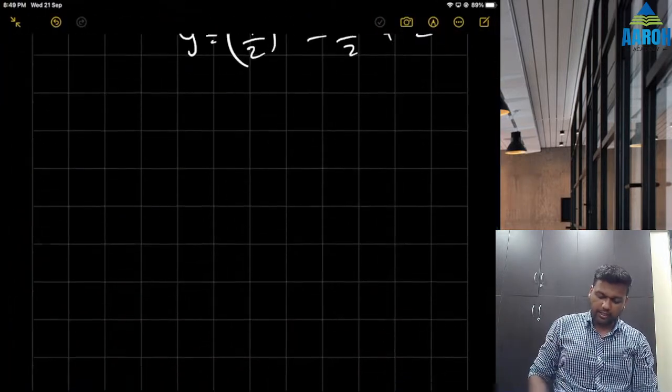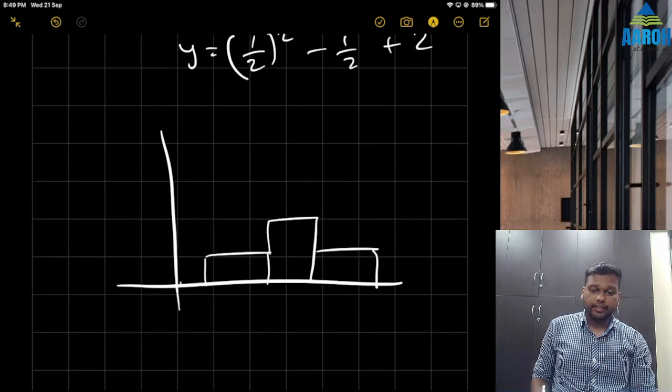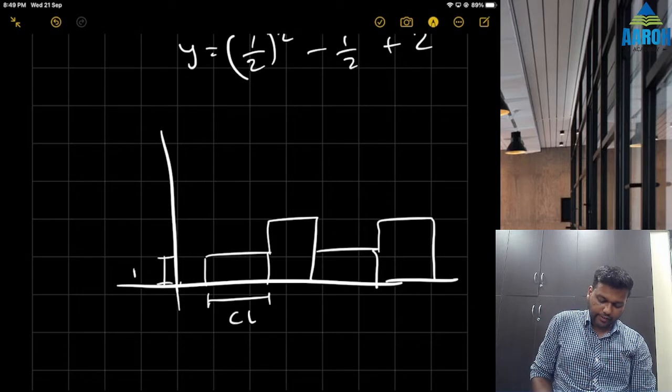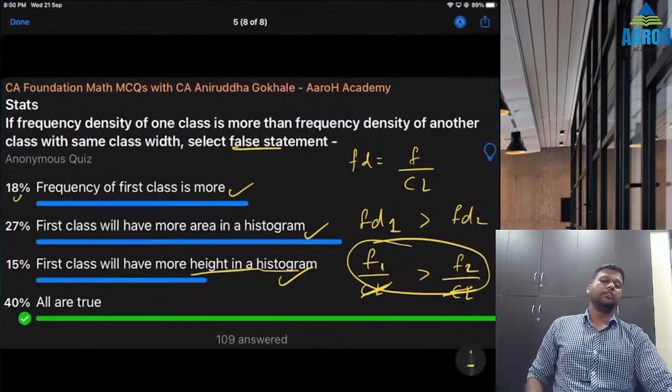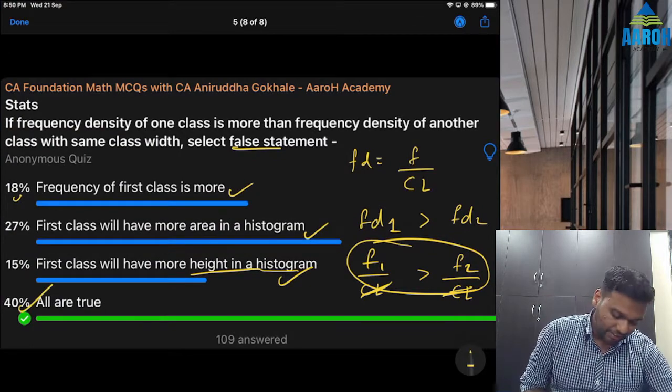Understand, a histogram is like this. In a histogram, we plot rectangles like this. In these rectangles, this is the class length and this is the frequency density. That is why the area is frequency. Always remember this. This can be useful for theory questions. Fine. So all are true is the correct answer. I hope you have understood.